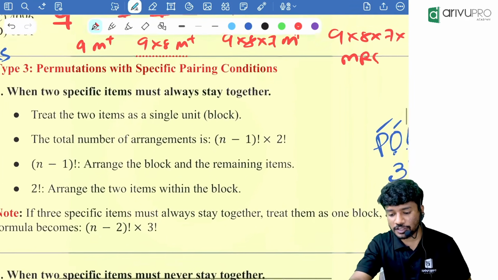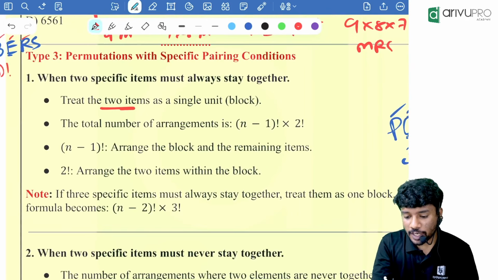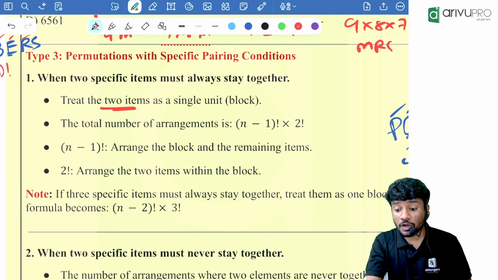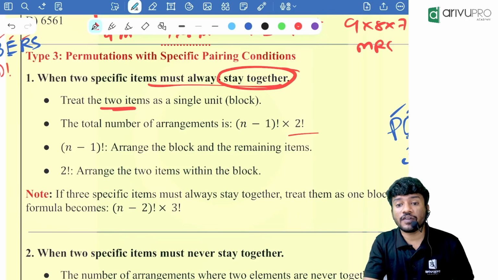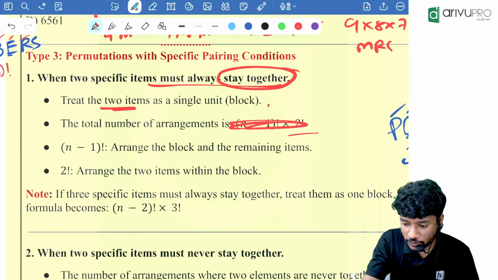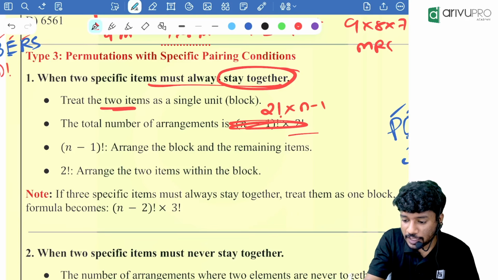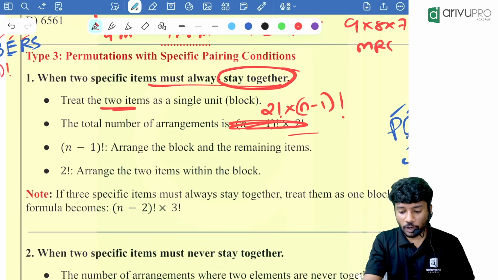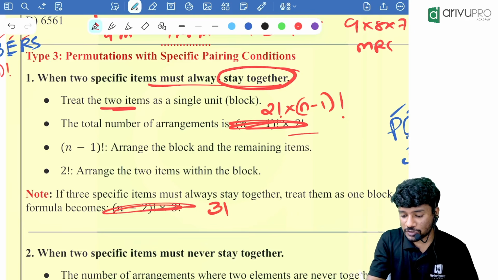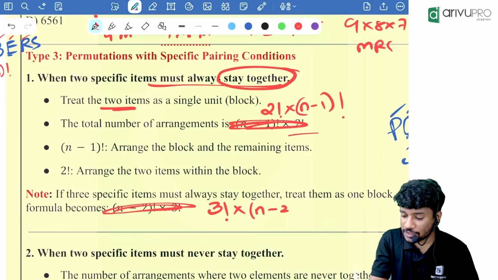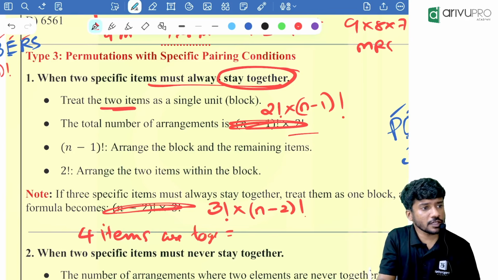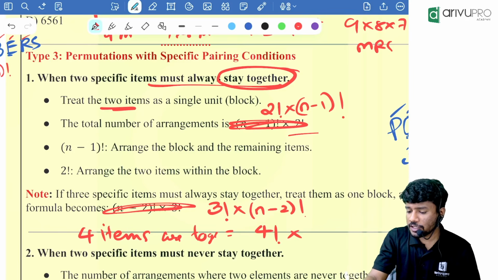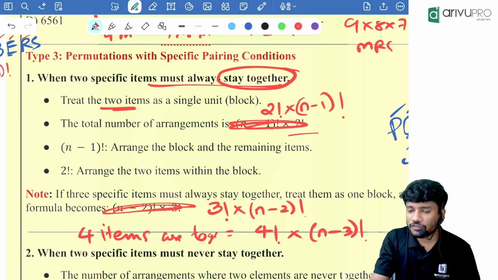So that is what is written over here, people. When 2 items are taken as a single block or when 2 items are always together, the formula is 2 factorial into n minus 1 factorial. What if 3 items are together? You will write it as 3 factorial into n minus 2 factorial. What if 4 items are together? You will write it as 4 factorial into n minus 3 factorial.